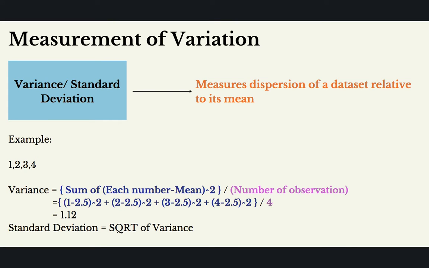Variance and standard deviations are used to measure dispersion of data set related to its mean. So check the example. Variance is calculated by summing the square difference between each number. Then the whole sum is then divided by the number of observations. So in this example, each number subtract mean of dataset, which is 2.5, and then summed and then divided by 4, which comes to 1.12.